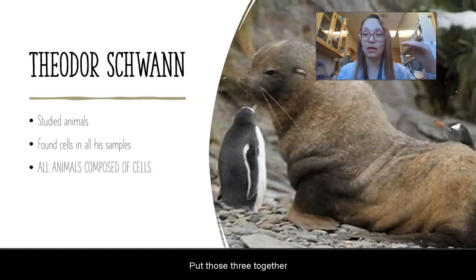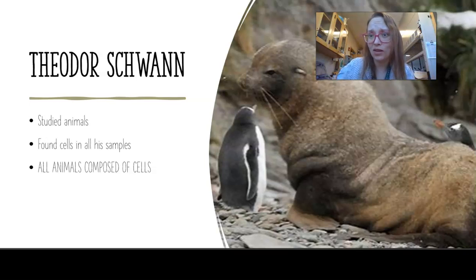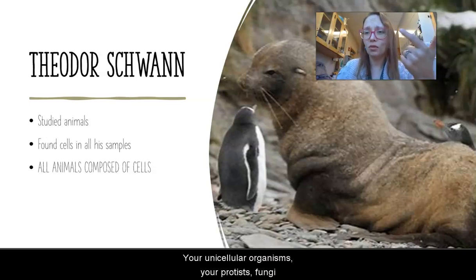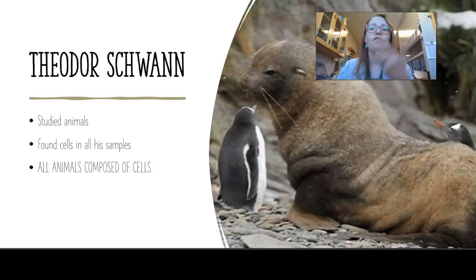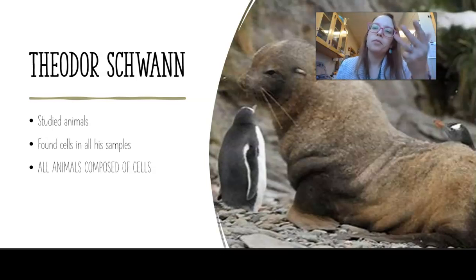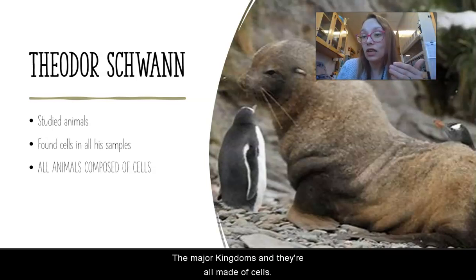Put those three together, we've covered all of the kingdoms. Plant kingdom, animal kingdom, your unicellular organisms, your protists, fungi. Some of them are unicellular and some of them are multicellular. But we've covered all these different types of organisms, the major kingdoms. They're all made of cells.